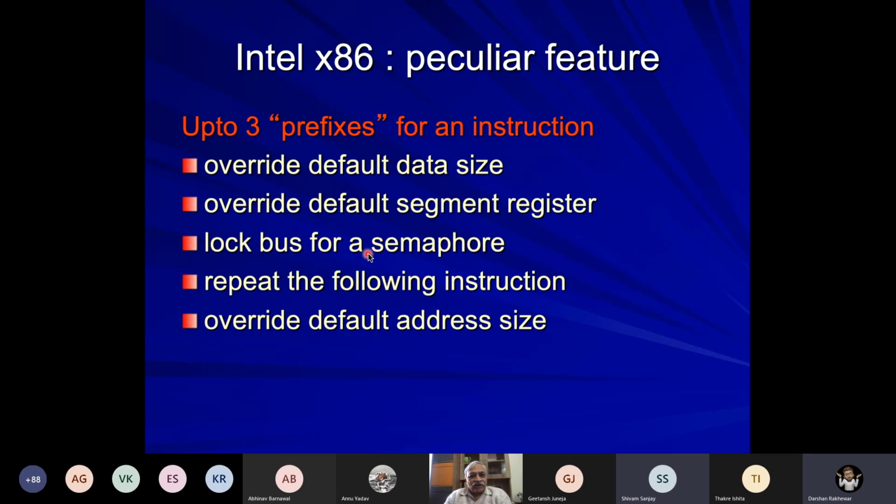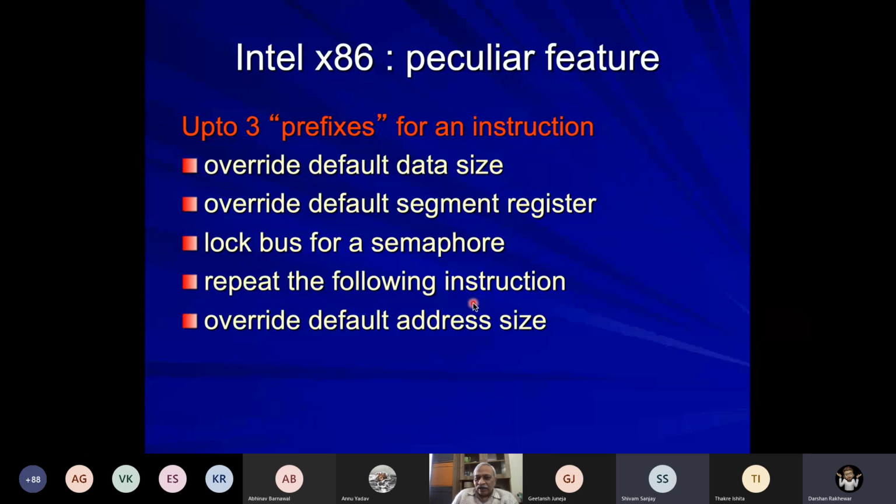A peculiar feature of x86 instructions is that you can have prefixes for the instruction. That means before the instruction, you put some additional information which specifies something about the instruction. For example, the prefixes could be used to override the default data size. An instruction may have a default data size, let us say 16 bits, but a prefix could be used to change that default size. Or override the default segment register, override the default address size, or repeat the instruction.